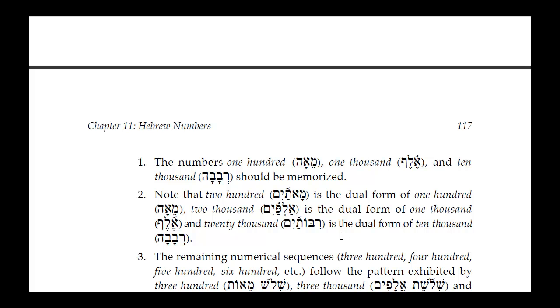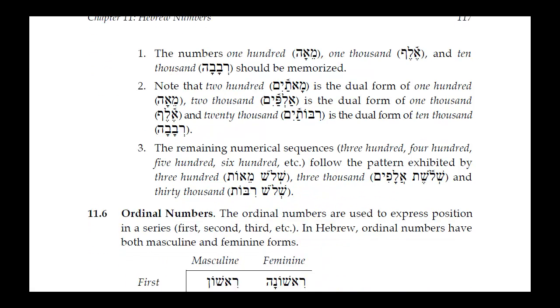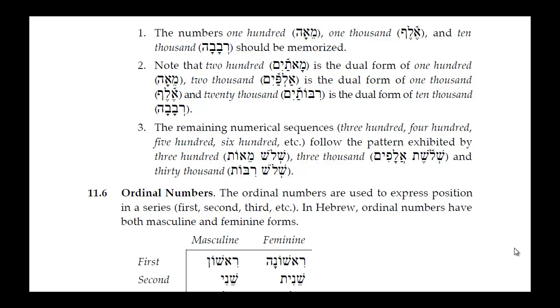They're pretty simple, you'll just get used to them as you review and go through the homework here. Now the remaining numerical sequences, 300, 400, 500, 600, follow the pattern exhibited by 300: shalosh me'ot, 300. Shloshet alafim, 3,000. And 30,000, shalosh ribot.